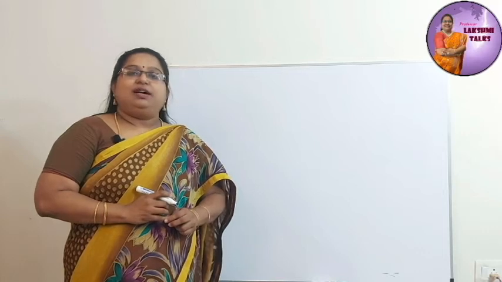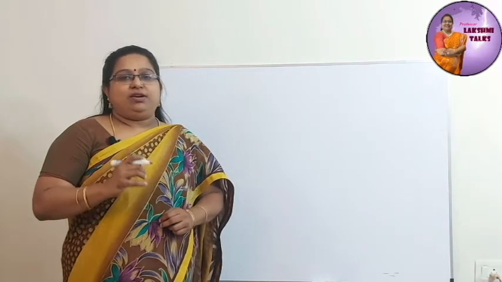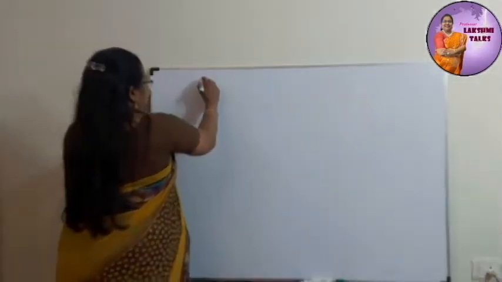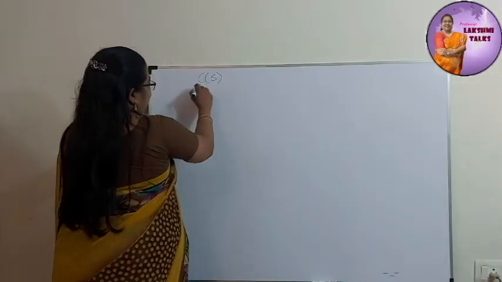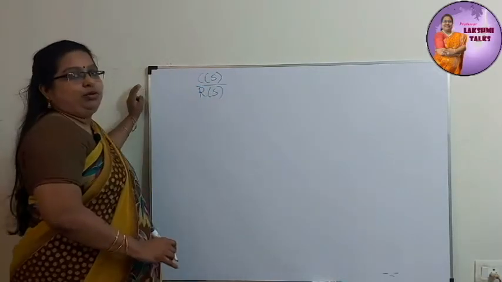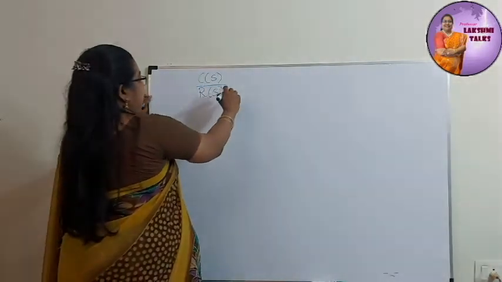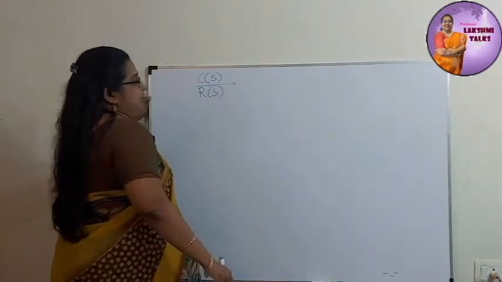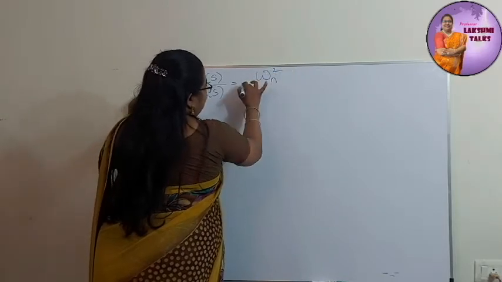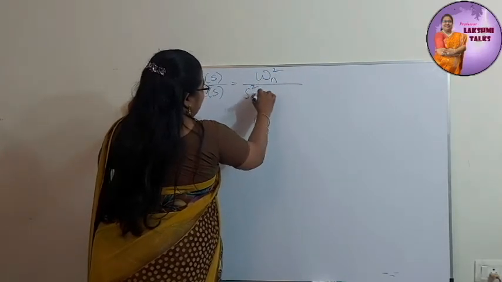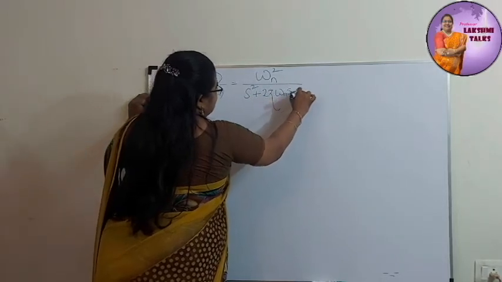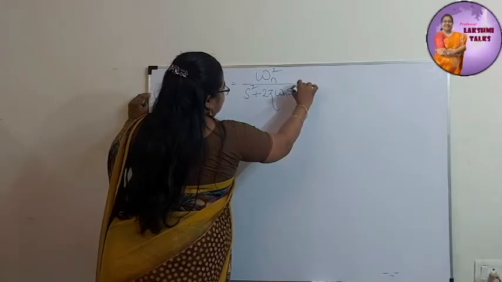Hello students, in today's class we will see a second order system's response to unit step input, right. So before going into the response, let us see what is the standard form of a second order system. For a second order system, the transfer function is given by C of s by R of s is equal to omega n square divided by s square plus 2 zeta omega n s plus omega n square.